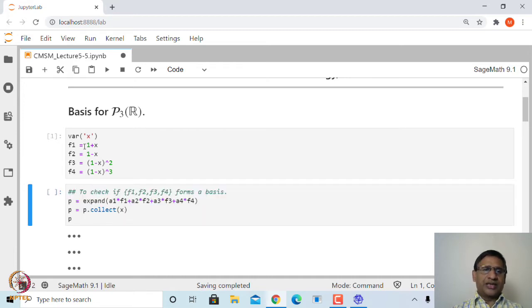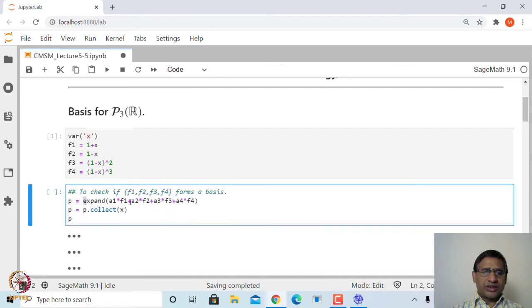If I take A1 times F1 plus A2 times F2 plus A3 times F3 plus A4 times F4, and this is equal to 0 and we can get A1 equal to 0, A2 equal to 0, A3 equal to 0, A4 equal to 0, then we will prove that F1, F2, F3, F4 are linearly independent. So, let us find out what is A1 times F1 plus A2 times F2 plus A3 times F3 plus A4 times F4.